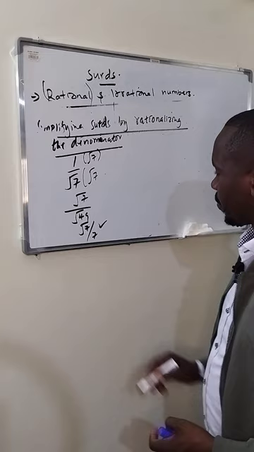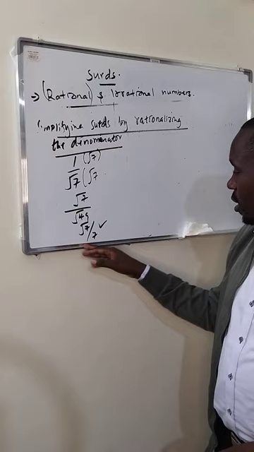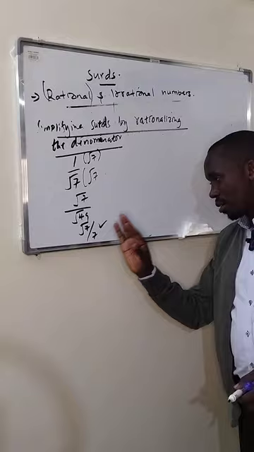Take note that you cannot cancel 7 and 7 because 7 is under the root sign and the denominator is not under the root sign. So we cannot cancel these two. So that remains to be our answer. In that case, you will have simplified that sum.